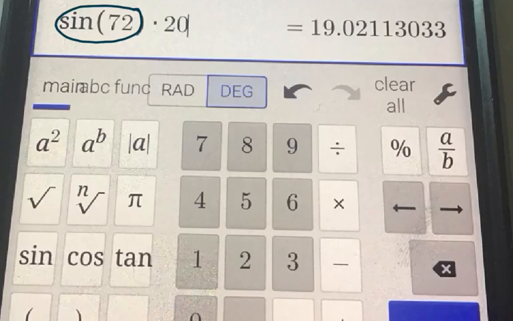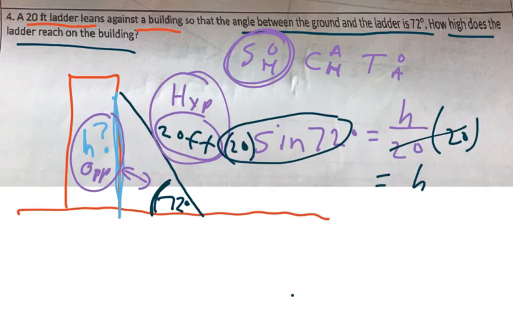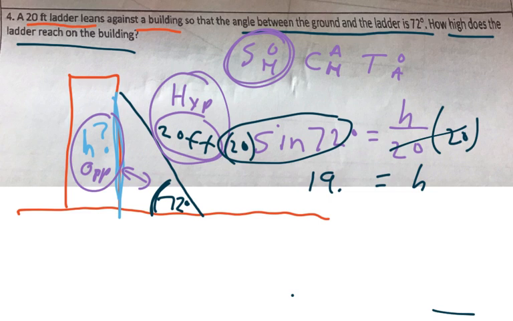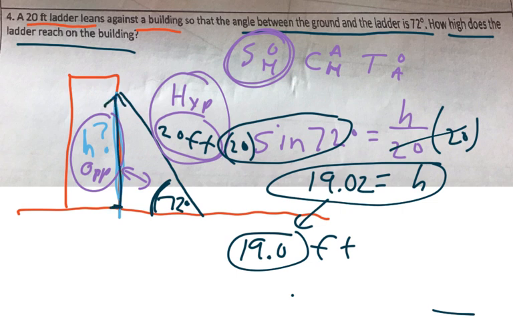So as I showed you here, I have the sine of 72. I'm going to multiply that by 20, and I know the ladder is going to reach up to a little over 19 feet. So we just figured out 19 point, and then of course, if we keep 2 decimal places, it'll be 0.02. So we'll just do 19.02. But in essence, this is basically 19 or 19.0 feet. So from here to here, we know is 19 feet. All right, that's number 4.